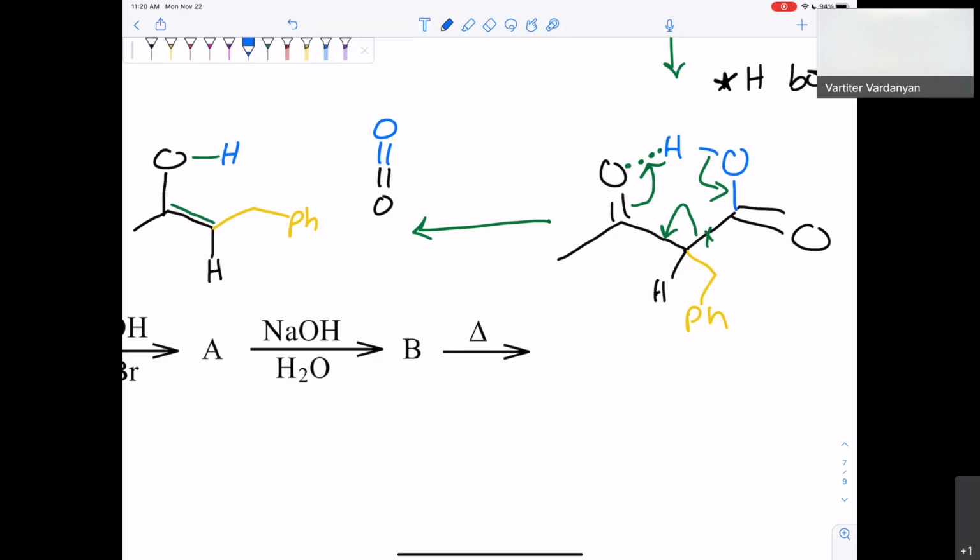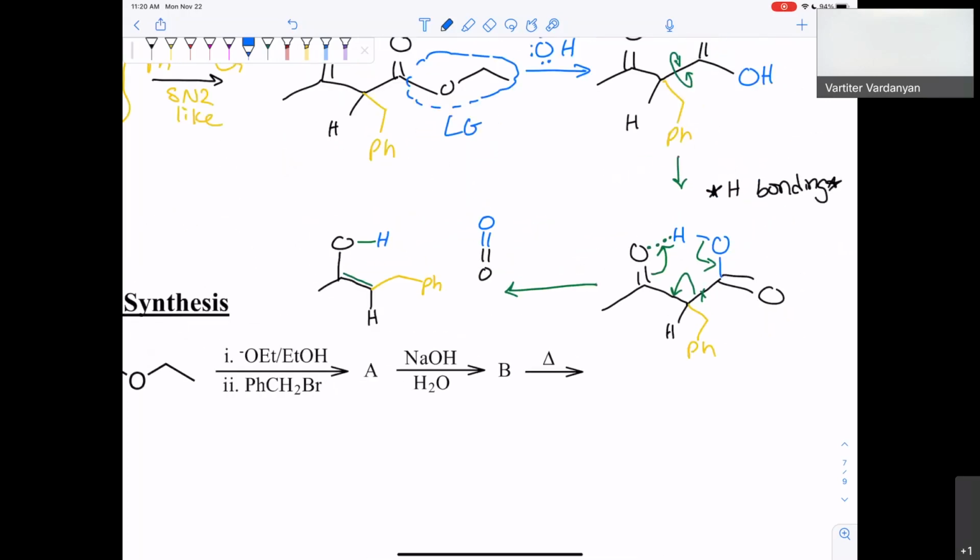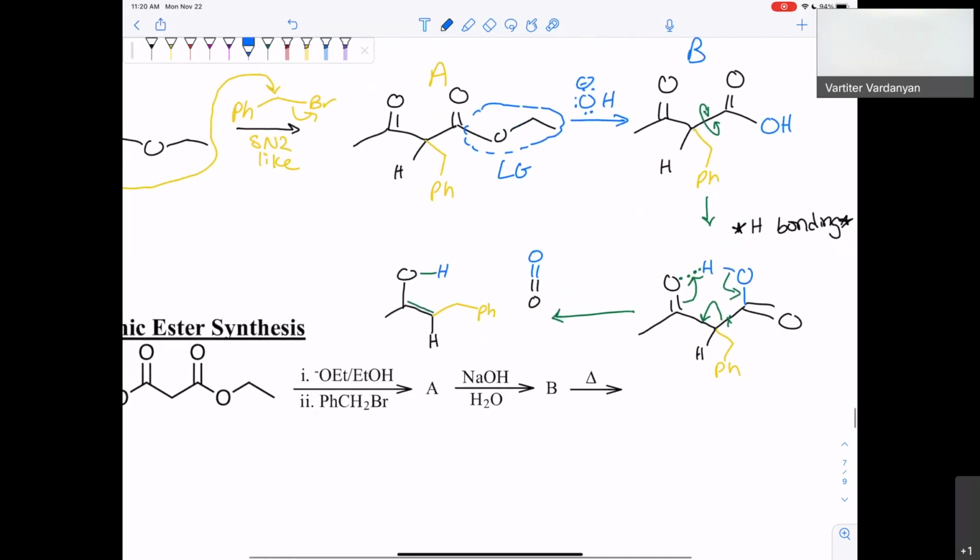So what functional group did we make? The enol, cool. And let me zoom out so you can see this whole thing.